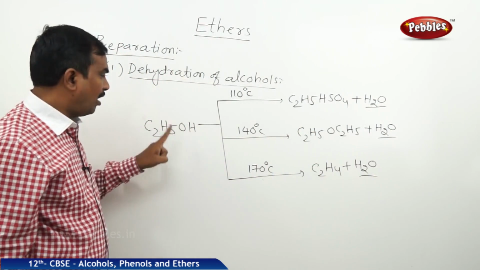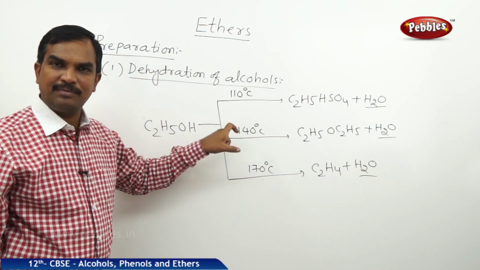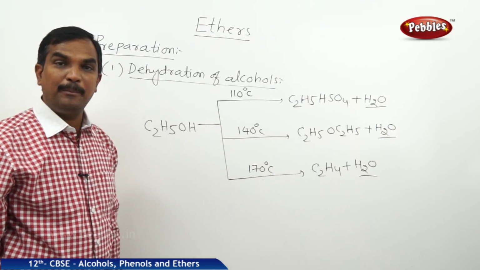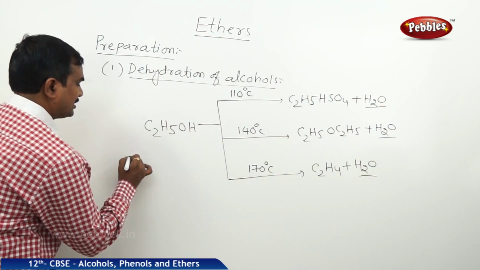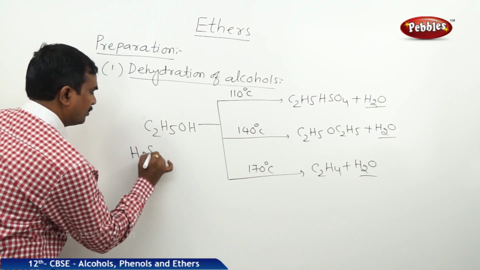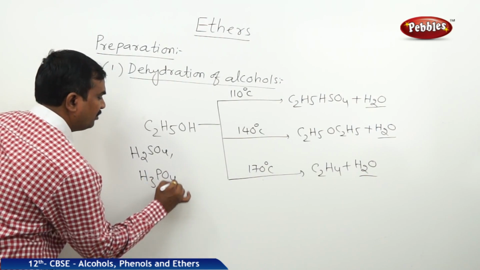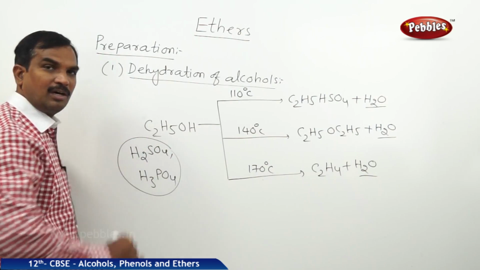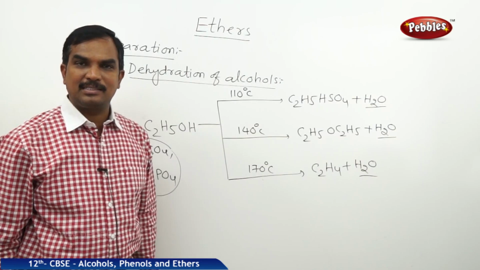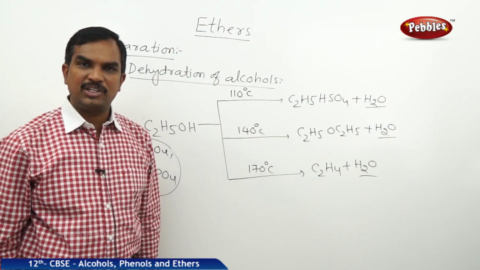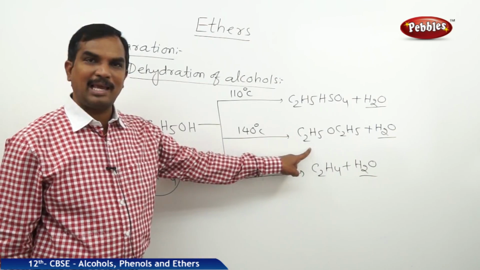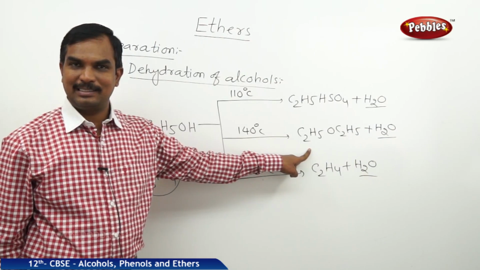So that's why alcohol, under given conditions of temperature in the presence of mineral acids like sulfuric acid or phosphoric acid H3PO4, undergoes dehydration to give the corresponding products, the ethers.